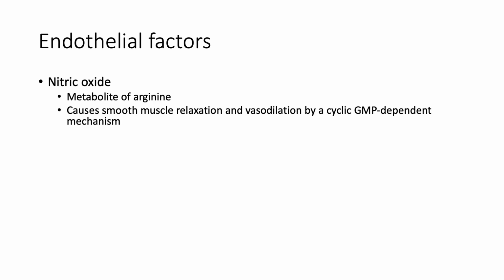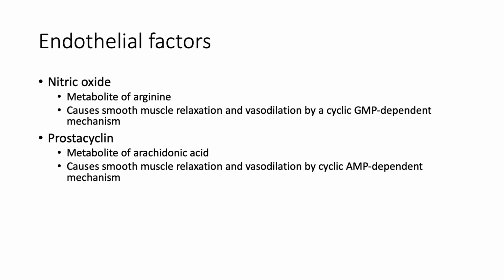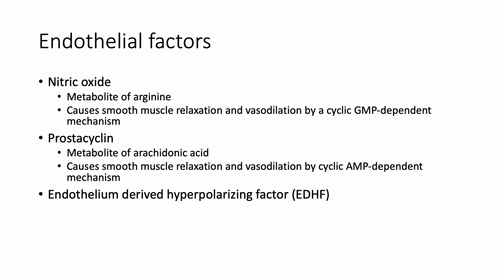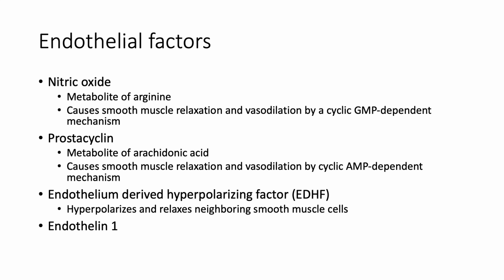Endothelial factors like nitric oxide. This is a metabolite of arginine that causes smooth muscle relaxation. It's going to cause vasodilation by a cyclic GMP-dependent mechanism. So you're going to vasodilate, you're going to drop resistance and increase blood flow. Prostacyclins, a metabolite of arachidonic acid, cause smooth muscle relaxation through vasodilation. This is through a cyclic AMP-dependent mechanism. And then you have the endothelium-derived hyperpolarizing factor, which helps relax neighboring smooth muscle cells, and endothelin-1, which is actually a vasoconstrictor. So it's going to do the opposite of these other endothelial factors.